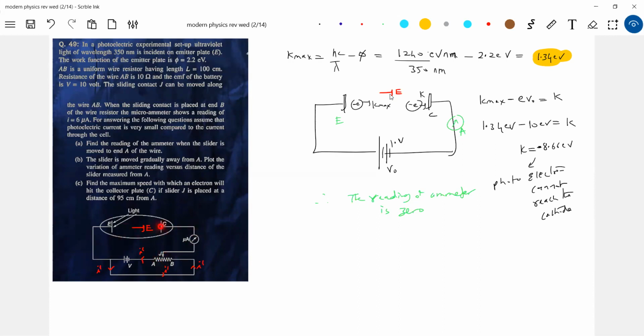The electrons will start reaching the collector only when the potential drop across this is less than or equal to 1.3 volt. 1.3 volt here means 8.7 should be here. So when will the reading of current be non-zero? When the jockey is at a distance of 87 centimeter.